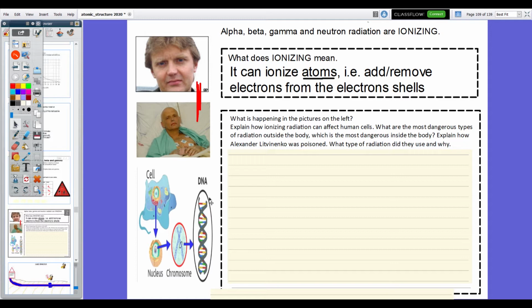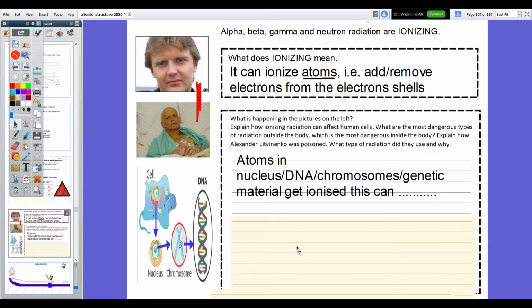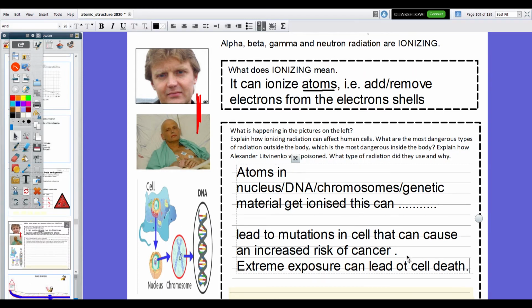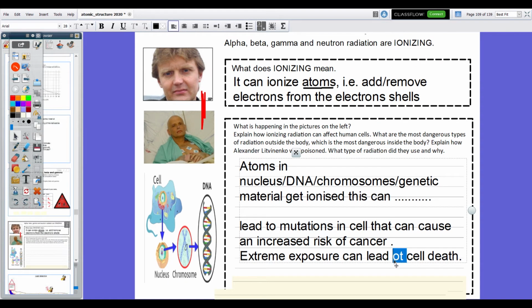Fundamentally, what I'd like you to write in here, if you haven't got it already, is that the key idea is that atoms in the nucleus, DNA, chromosomes, or genetic material get ionized. So it's the atoms in here that get ionized. And what's the problem with this? It can lead to mutations in the cell, and can cause an increased risk of cancer. Higher levels can lead to cell death.